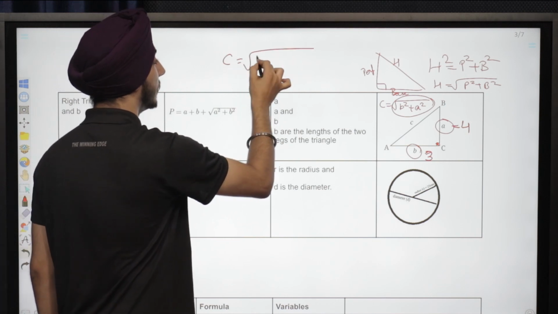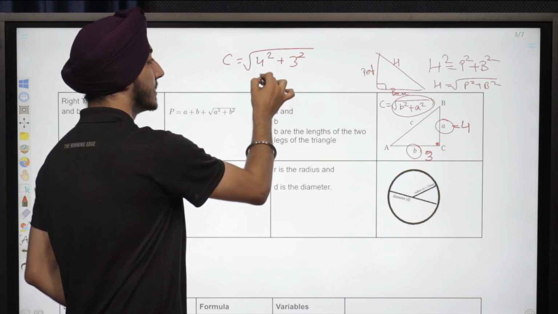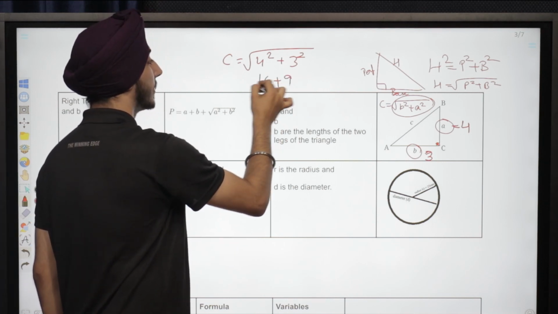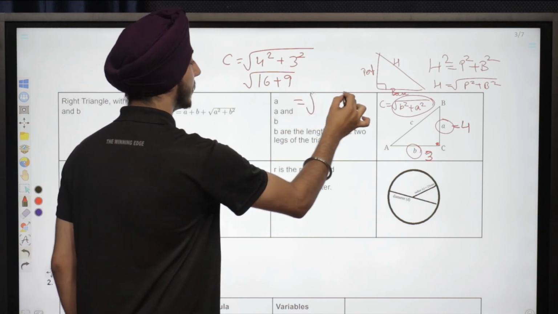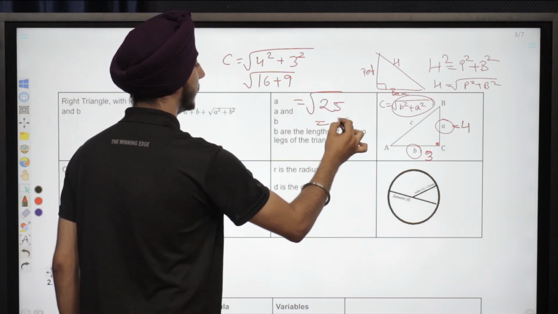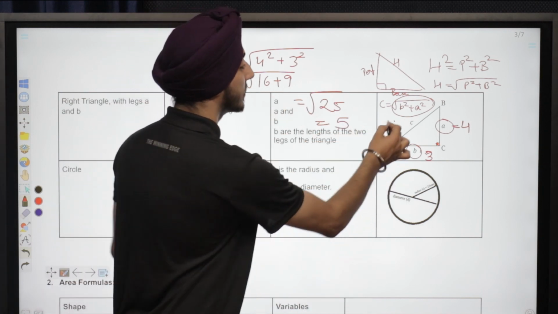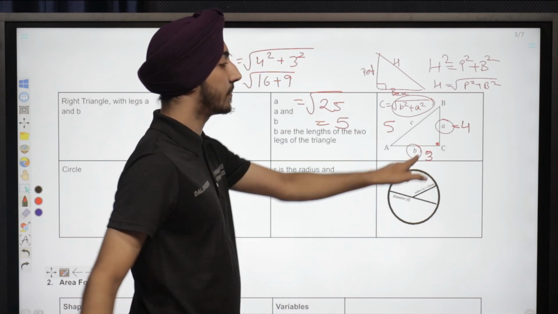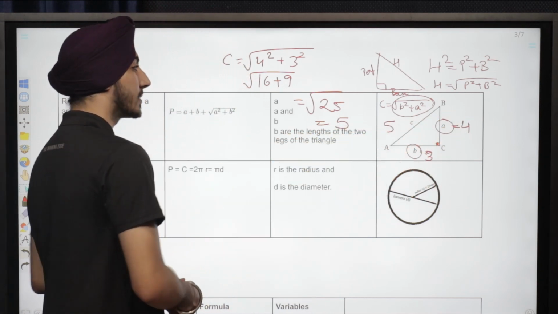C will be under root 4 square plus 3 square. 4 square is 16. 16 plus 3 square is 9. This is under root 16 plus 9, which gives you under root 25. Under root 25 कितना होता है? 5. So this means the value of C is 5. So the perimeter will be 5 plus 3, 8. 8 plus 4, 12. So 12 will be our final perimeter. I hope that's understood by all.